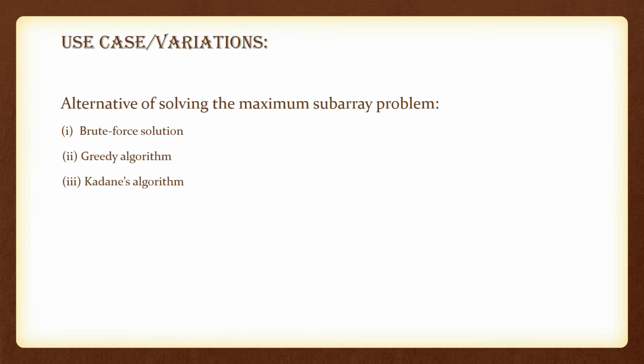We can solve the maximum subarray problem other than using the divide and conquer strategy. The alternative solutions are brute force algorithm, greedy algorithm, and Kadane's algorithm. In the brute force algorithm, we have to compare all the possible continuous subarrays, which will increase its running time.